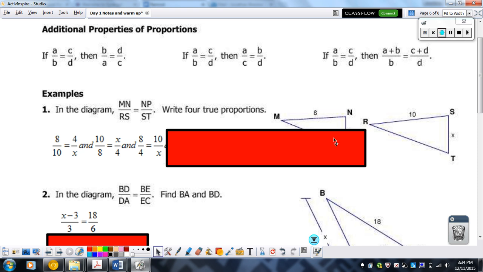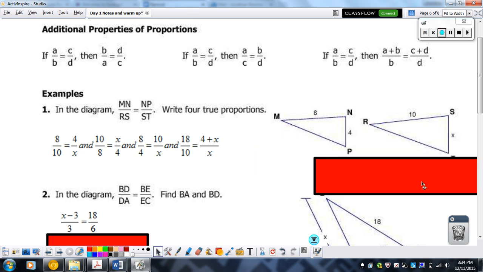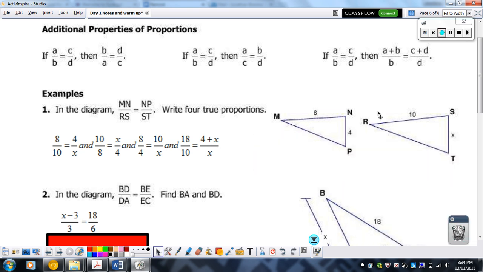And then finally, adding the denominator to the numerator would give us, as we saw, our denominator here was 10, our numerator was 8. So add those together, you get 18 over 10 equals 4 plus x over x, because 4 plus x is the numerator plus the denominator. So that's 4 true proportions we can write based on these two triangles.